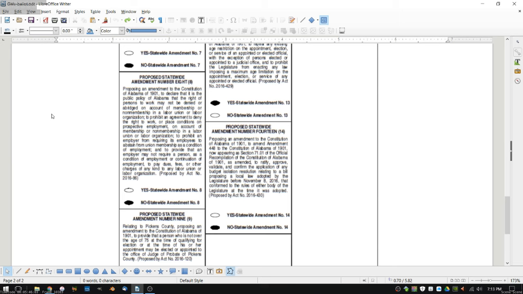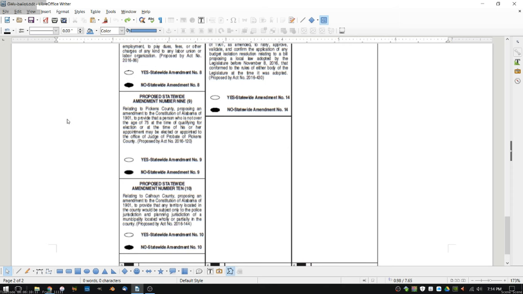So what I would really like to see is a reworking of the existing right to work provisions. I think we either have to have it in both the Code of Alabama and the state constitution, or in neither of those. Personally, I think we probably need to remove them from both, so I'm going to vote no on amendment number 8. For amendment number 9, this is about the Pickens County judge.